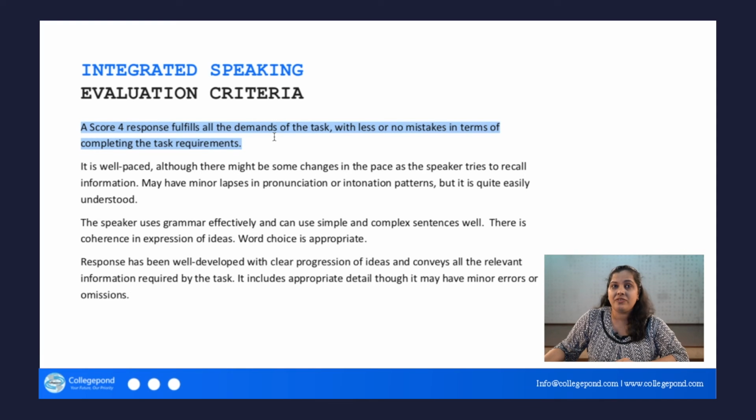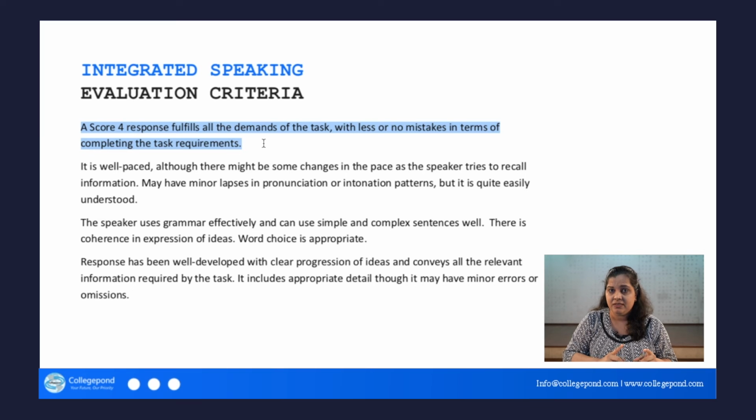A score 4 response fulfills all the demands of the task with few or no mistakes in terms of completing the task requirements. Now, what are the task requirements actually? When you hear a prompt and it says, summarize the man's opinions, in that case, you have to understand that the task requires you to summarize his opinion and not the other speaker's opinion.